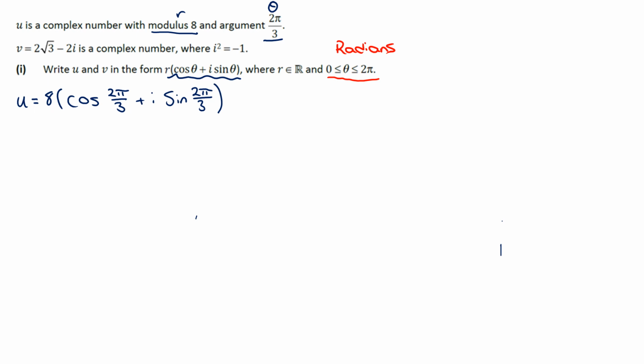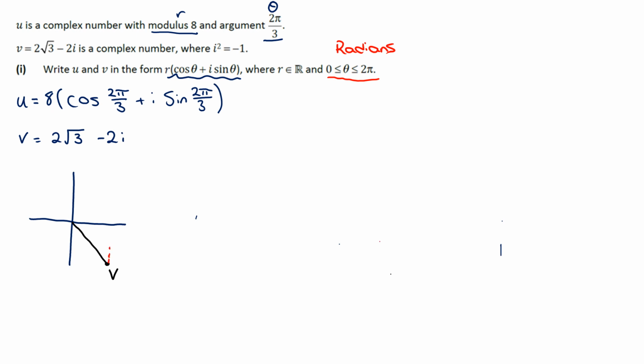The second complex number we want to work with is V. Now, V they've given us in rectangular form, so we're going to have to go through our usual steps to get that into polar form. So the first step is to sketch it out. So we have 2 root 3 minus 2i. So we draw our Argand diagram and we're going to sketch out where that would be. So we will be talking about down here. That is where V is.